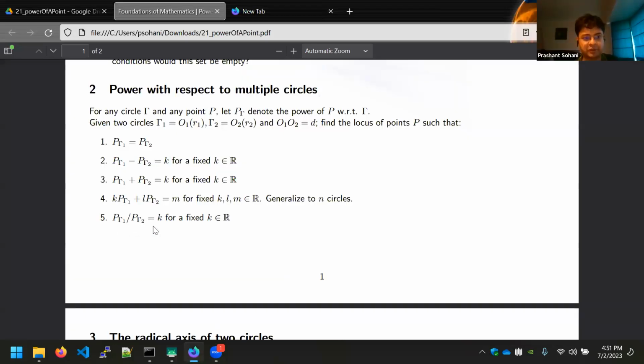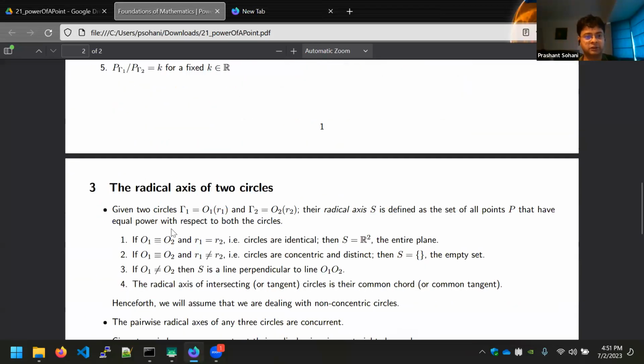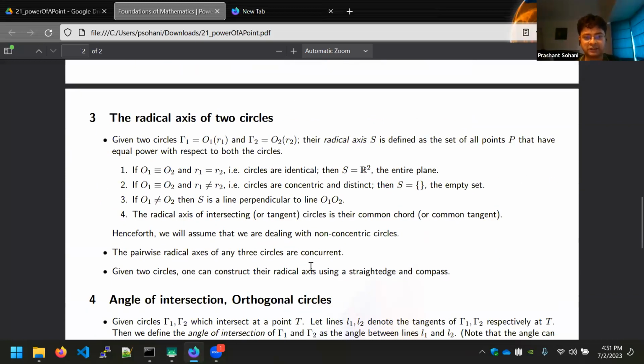Okay, so if this part is fine, let us move on to the next section. So then we come to the radical axis part. I think we already studied or explained a couple of things here, which I left as an exercise for you. So first is the fact that for three circles, their pairwise radical axes are going to be concurrent. So that we now already understood.